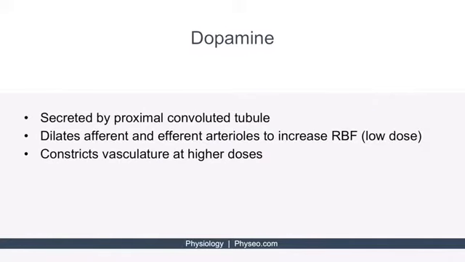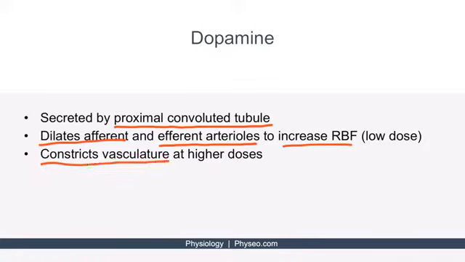Now let's talk about dopamine. So dopamine is secreted by the proximal convoluted tubule, and it can be administered and it can come from other areas. And what it does is it will dilate the afferent and the efferent arterioles, and this will increase the renal blood flow. And it's important to know that this occurs at a low dose, because at a higher dose, dopamine will actually cause constriction of the vessels.